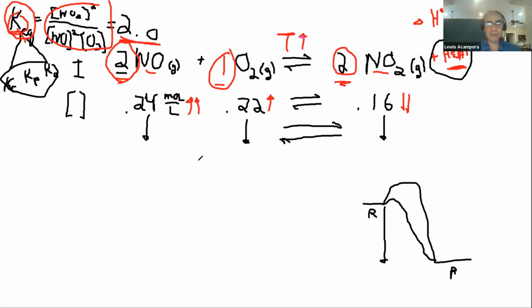Now, if you have a system that's not at equilibrium, adding a catalyst will get it to equilibrium a whole lot faster, but it will not change the value of the equilibrium constant. And I think that pretty much covers most of LeChatelier's principle.